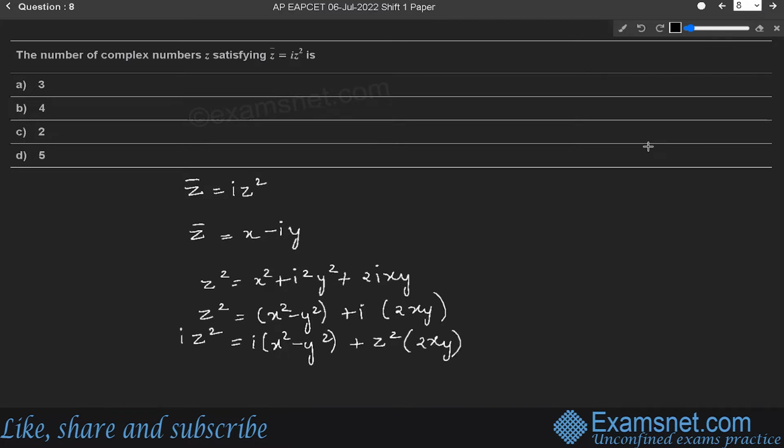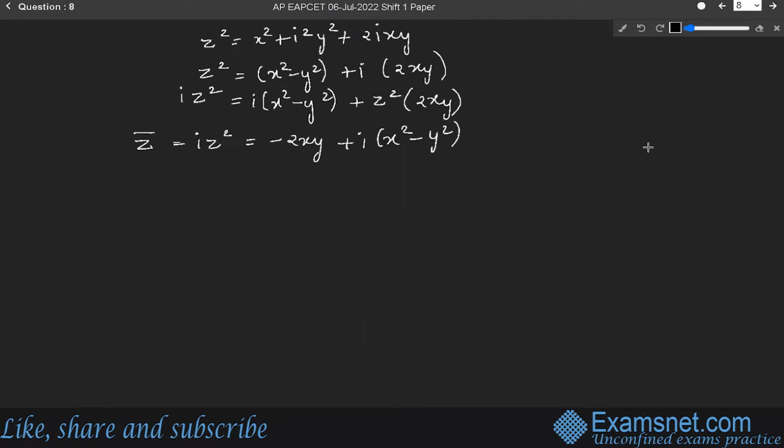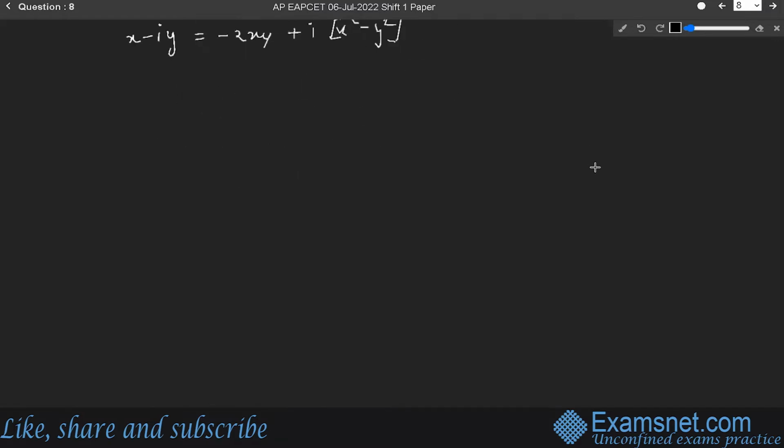Therefore, we can say that conjugate of z is equal to i z square, which is equal to minus 2xy plus i into (x square minus y square). Now, we know that x minus iy will be equal to minus 2xy plus i into (x square minus y square). I hope this concept is clear to you since it is from the complex number. So from here we can say that x is equal to minus 2xy and minus y will be equal to x square minus y square on comparing it.